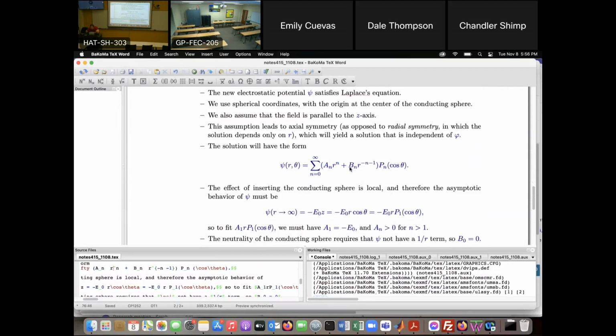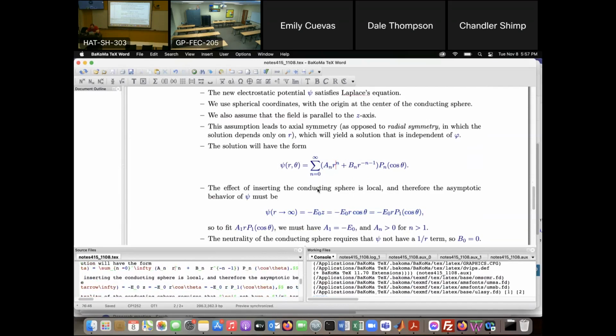The reason why this condition at infinity does not affect these terms is, note that we have a negative power of r. As r goes to infinity, these terms would go to 0 anyway. So it doesn't matter what b_n is at this point. So this condition, all it does is help us determine the coefficients for the terms that actually go to infinity.